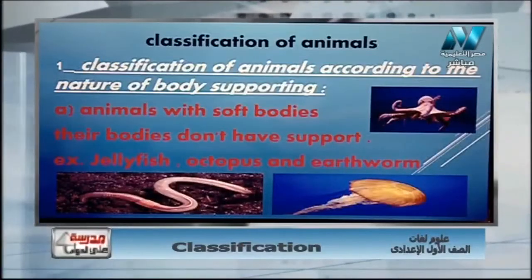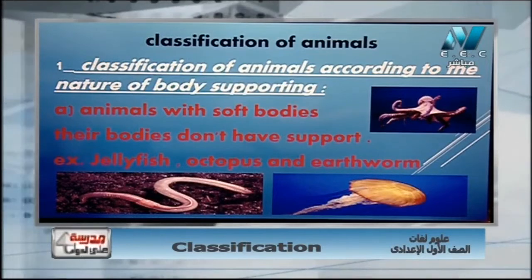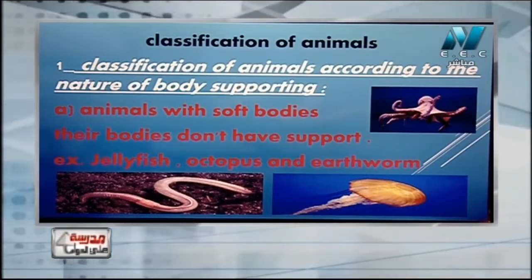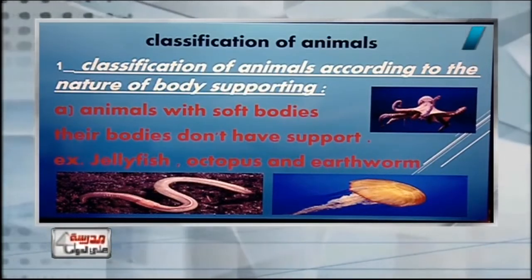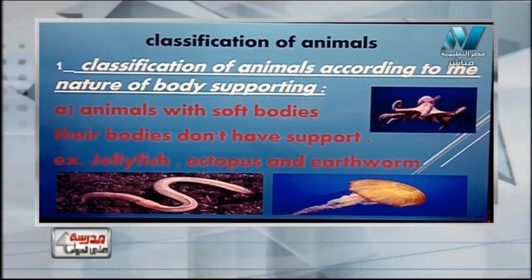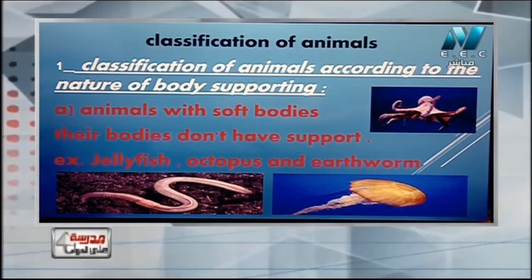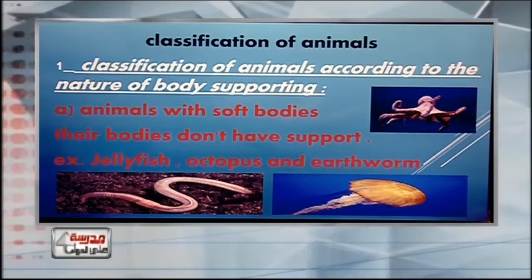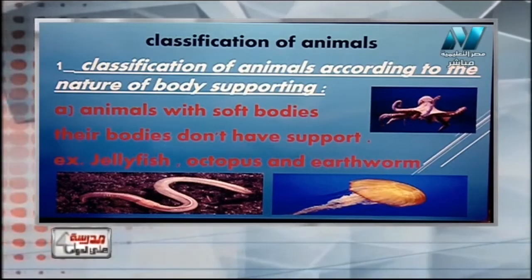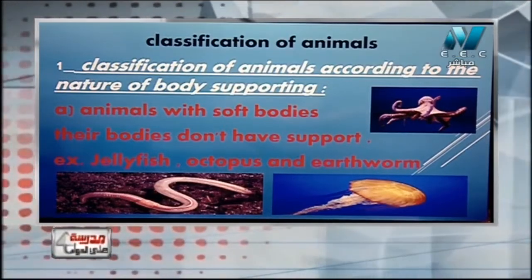And now let's talk about classification of animals. Okay, classification of animals, number 1, according to the nature of body supporting. According to body supporting. Okay, number A, animals with soft bodies, which don't have body support, don't have bones. Their bodies don't have support, as jellyfish, octopus and earthworm.